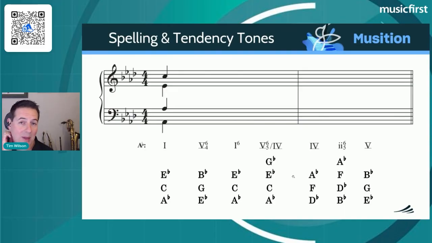So I hope that makes sense. You can use that same technique when you're trying to figure out how to spell any chromatic chord. Figure out your target temporary tonic and work backwards.